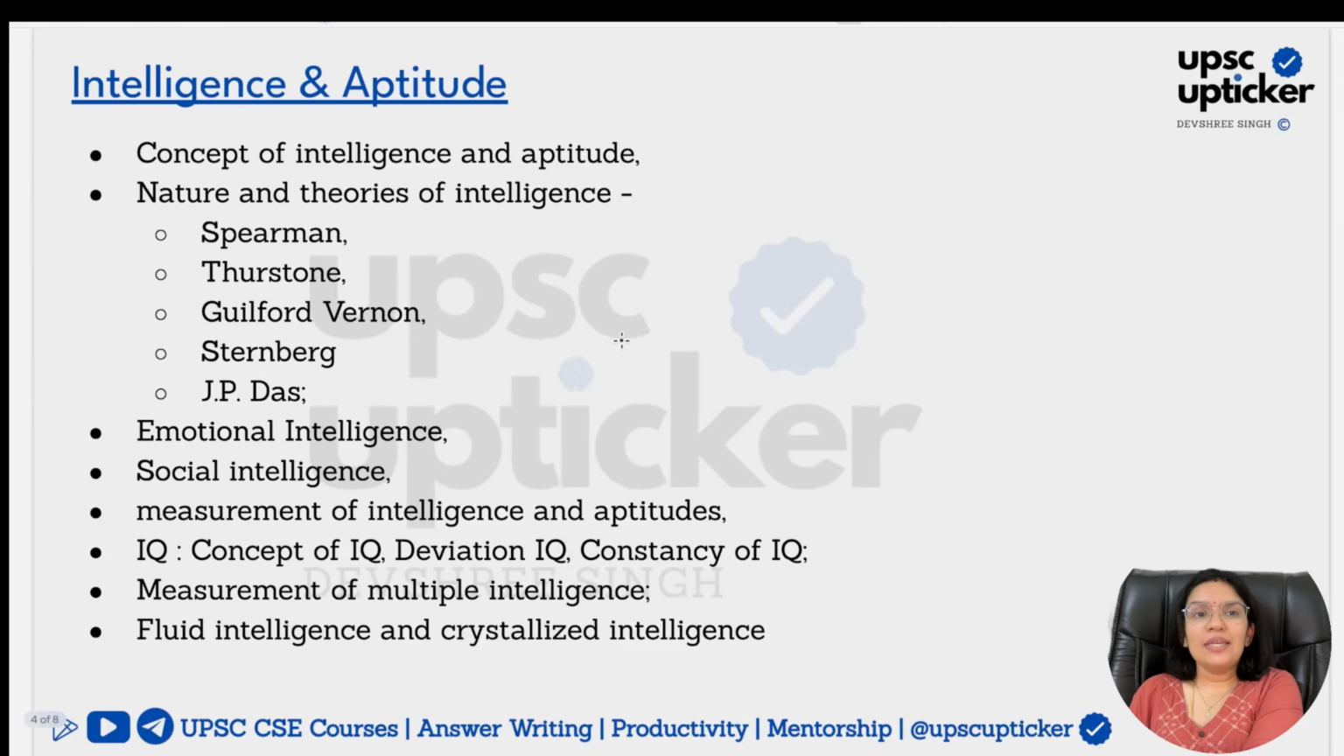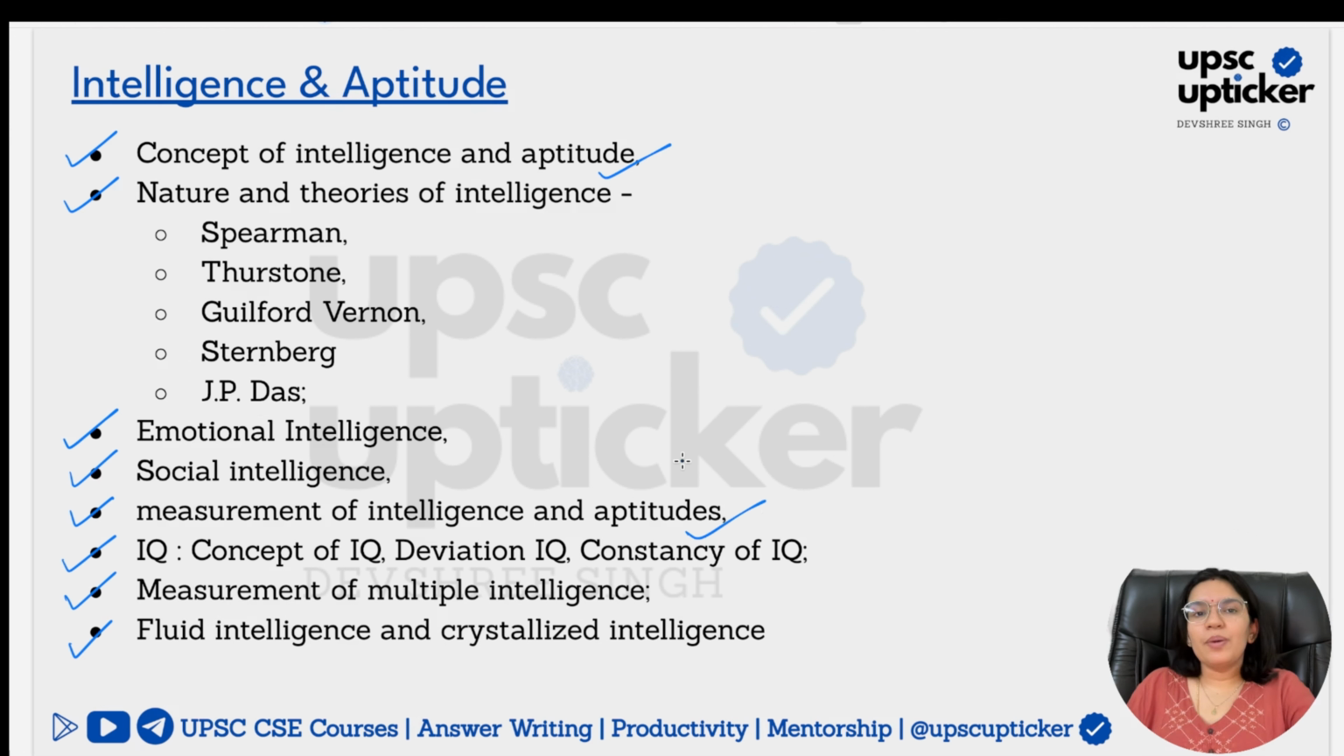Moving on to the discussion. Here you can see the syllabus for intelligence and aptitude. We have to know what intelligence is, the characteristics, different theories of intelligence, and different types of intelligence like emotional and social intelligence as well. How can we measure intelligence, the IQ concept, and measurement of multiple intelligence. And fluid intelligence and crystallized intelligence is another theory which is given by Cattell. So all these theories we are going to study. Along with that, we study aptitude, and then we also study how we can measure aptitude.